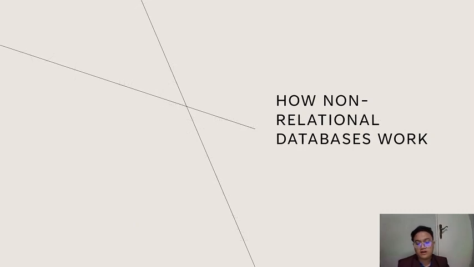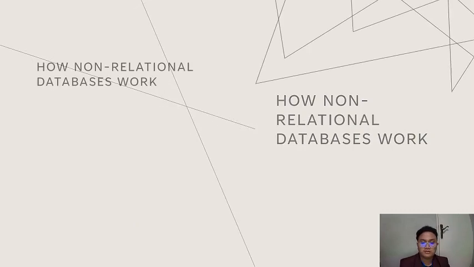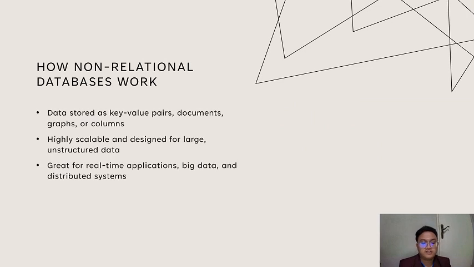Next up, we'll look at how NoSQL databases work. In a standard NoSQL database, data are often stored as key-value pairs, documents, graphs, or columns. It is highly scalable and designed for large unstructured data, thus making them great for real-time applications, big data, and distributed systems like IoT.